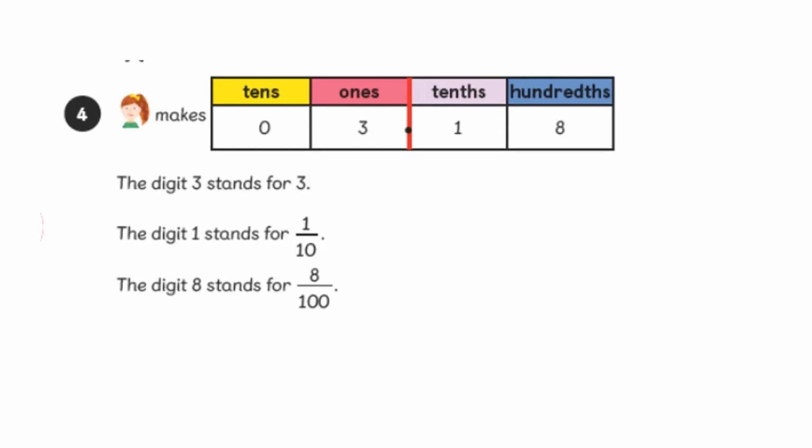So this is the last classmate to attempt the question, and this is Valerie. After she shuffled all of those digit cards, she placed them out onto her place value grid, and she got the number 03.18. Now, the digit 3 stands for 3 ones, the digit 1 stands for 1/10, and the digit 8 in this case stands for 8/100ths. So we would actually read this decimal as 3.18, but we would also say that it is 3 and 18/100ths.